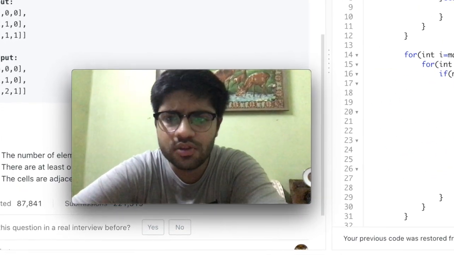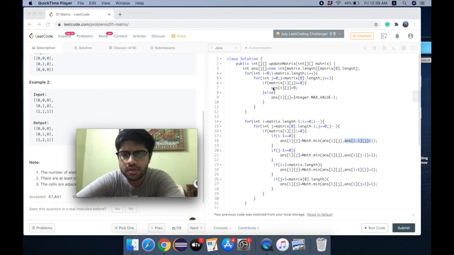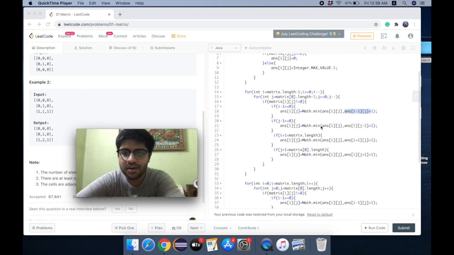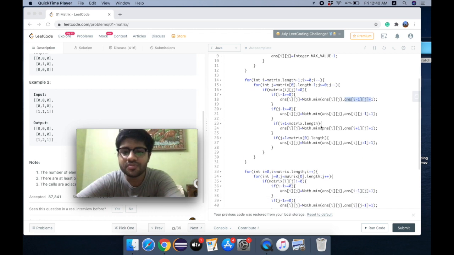So let's iterate through the solution once. The solution is simple. As I said, I'll make an answer matrix, and in that matrix I'll be putting 0 for the numbers which are 0, and if the number is not 0, I am putting Integer.MAX_VALUE. Why I am putting Integer.MAX_VALUE minus 1, I'll tell you as we discuss the solution, because it also has a logic.